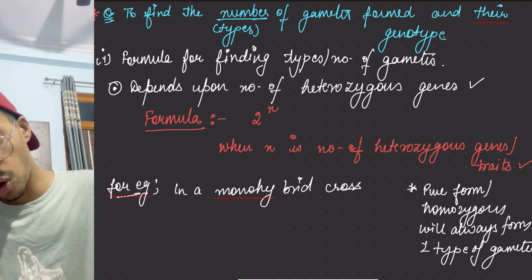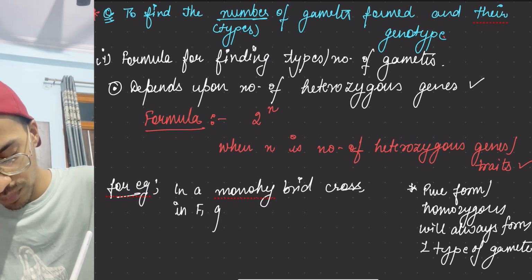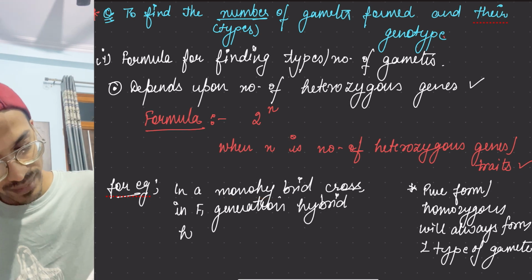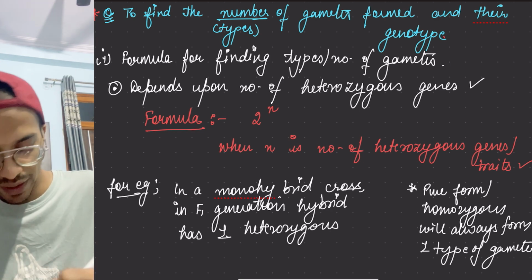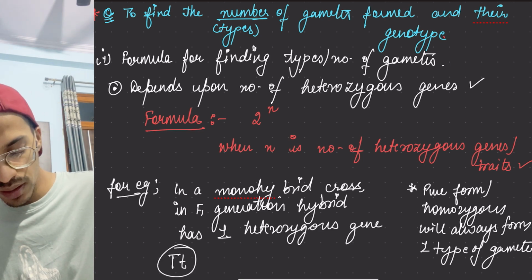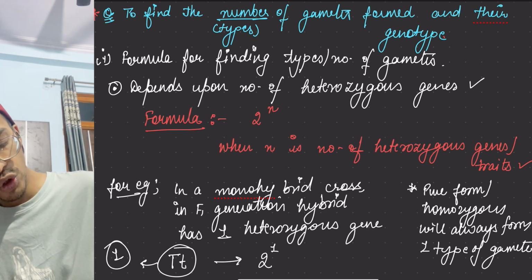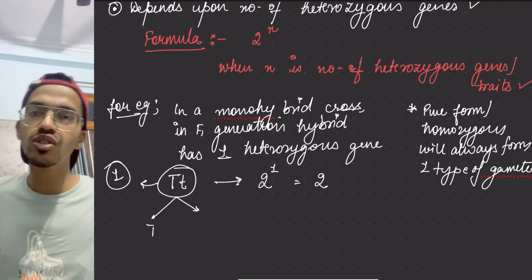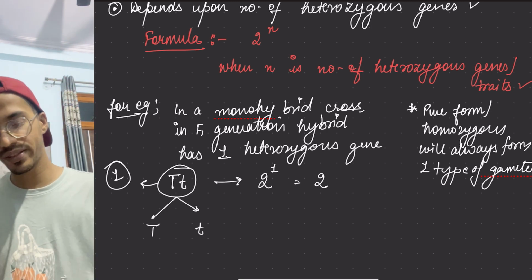But in monohybrid cross, in F1 generation, the hybrid has one heterozygous gene, one heterozygous trait, like for example capital T, small t. Since it has one, let's put it in the formula. It has what? One only. So 2 raised to power 1, that is 2. So remember, we used to make gametes like that. One gamete will be T, next would be the small t. Forms 2 gametes. Now you will be like, sir, this is never happening. Let's check more.